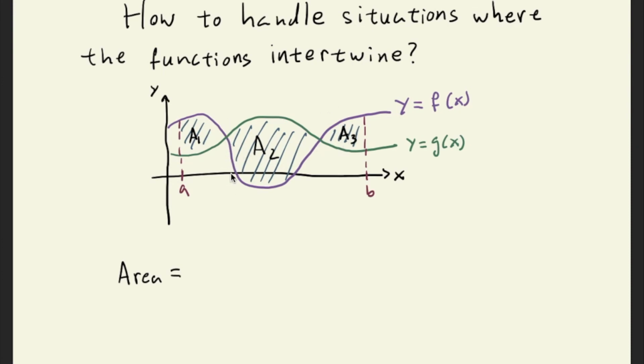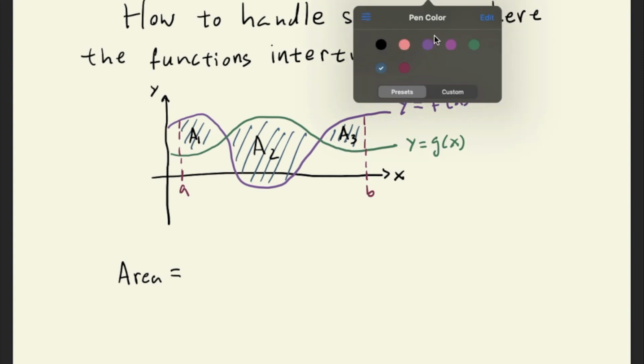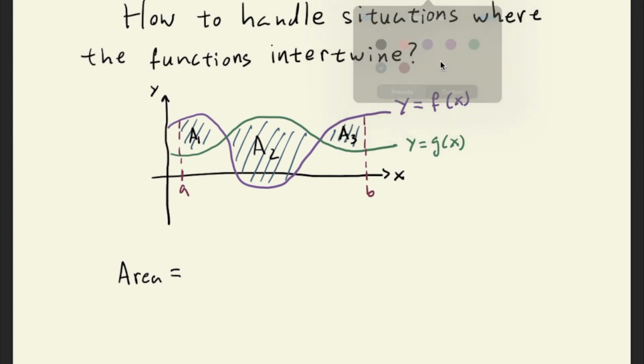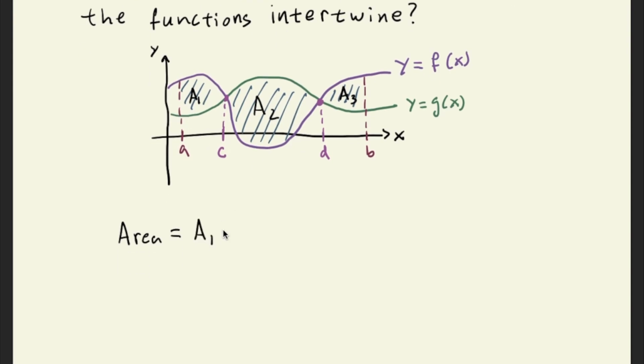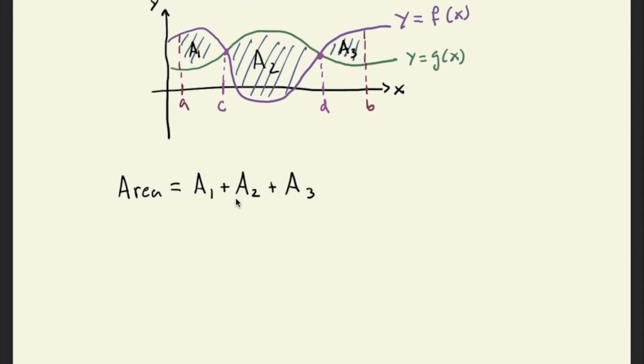So these points are actually going to be important, the points where this switching is happening. What color to use? I guess pink. Right, so these points where there's some switching going on, let me call this C. Let me call this D. Yeah. So we have to use different formulas between these points, right? So the area is going to be A1 plus A2 plus A3. And each of these things will have a formula in terms of an integral, right?